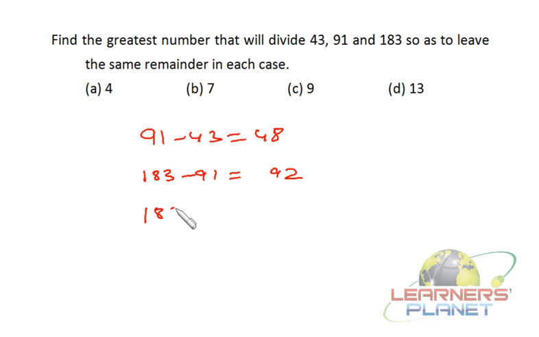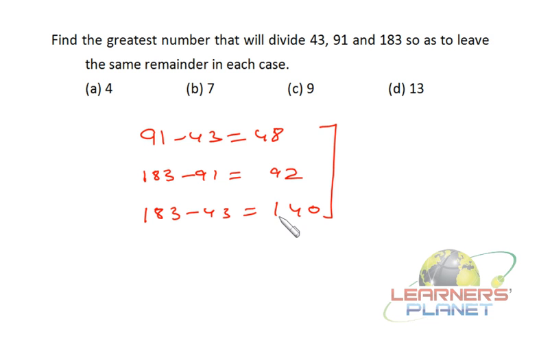And 183 minus 43 will be 140. Now we have to find out the HCF of all of these numbers, that is 48, 92 and 140. Whatever is the HCF, that will be the answer to the problem. This is the manual method. Now in entrance examinations, time is definitely a constraint. This procedure will take some time, so let's do the problem by elimination of options.